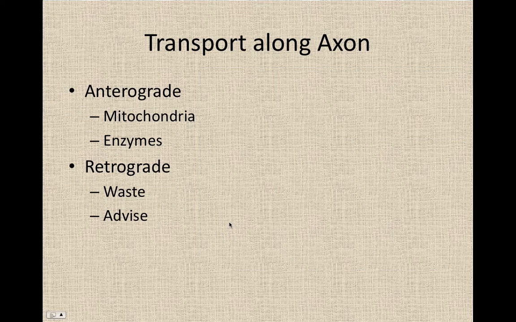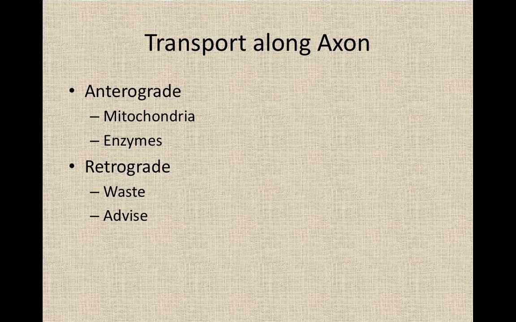Okay. So there are 2 different transports along the axon. You can either go anterograde, which is from the dendrites down to the axon terminal. That could be your mitochondria, it can be your enzymes, and of course it can be the action potential as well, because you're going from one end to the other. So anterograde carries mitochondria to regions in the axon that need more ATP energy. They need to create more proteins.